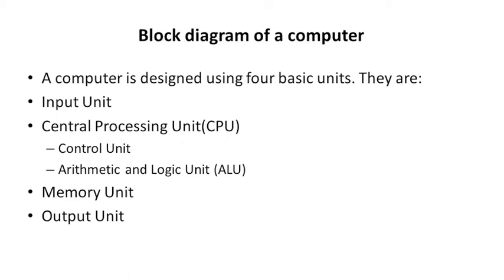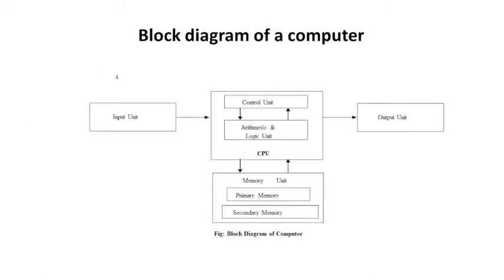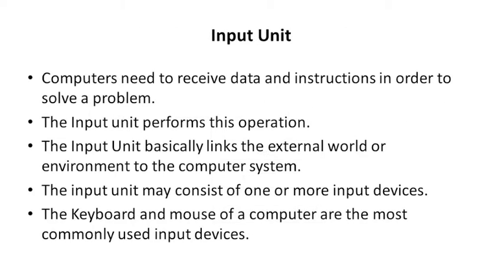The block diagram of the computer: a computer is designed using four basic units. Those are input unit, CPU, central processing unit. In the CPU, we'll have two more subunits. Those are control unit and arithmetic logic unit, ALU, and then memory unit and output unit. This is the block diagram of the computer: the input, the CPU, the output and the memory unit.